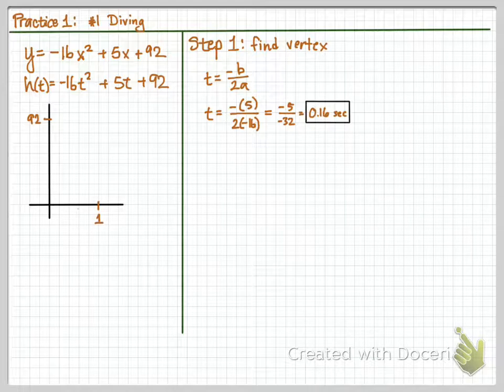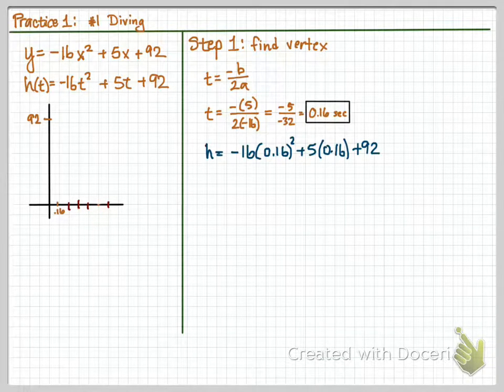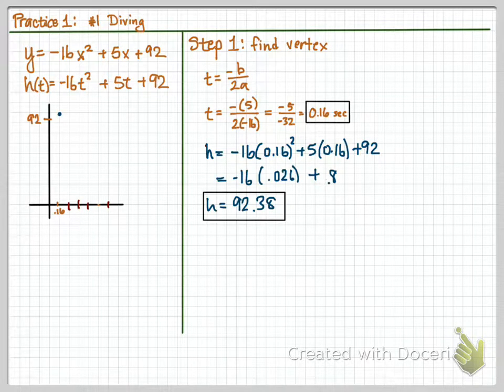And take that point 0.16 and plug it into our equation. And that's what you have there in blue. So instead of t, I plugged in 0.16. If you work it all out, there's a second step. And then finally, the highest point is 92.38 feet. And I put that in blue on the graph. There's our vertex.